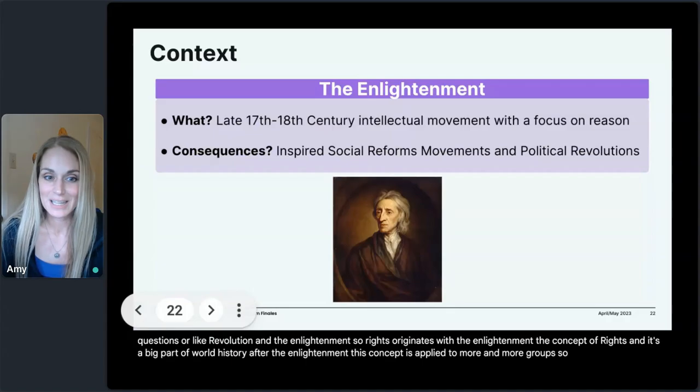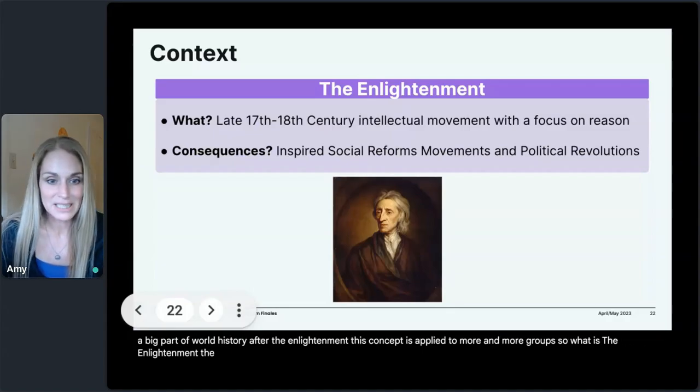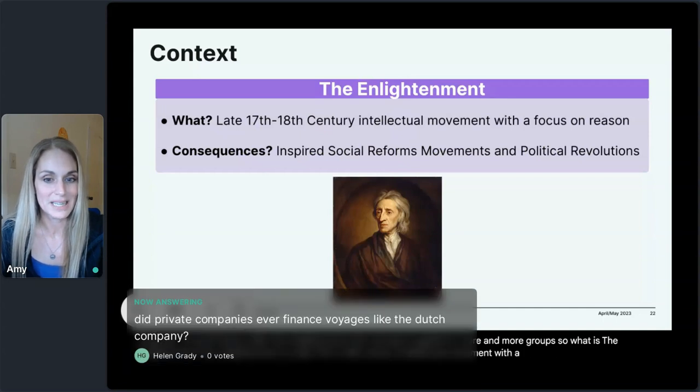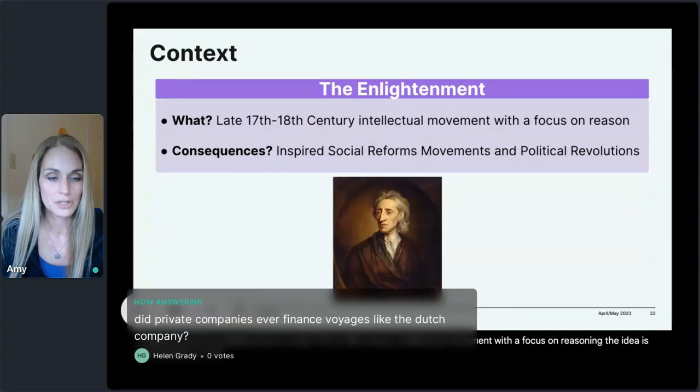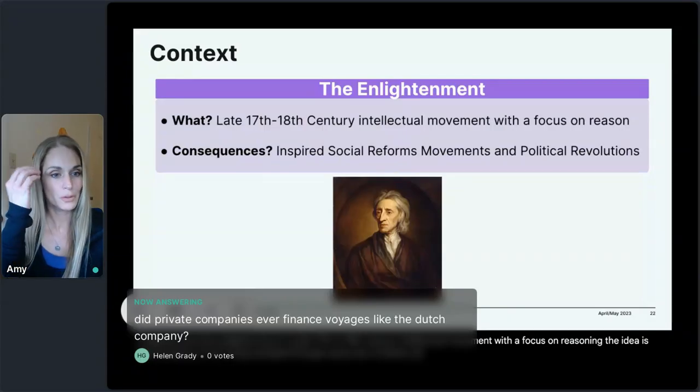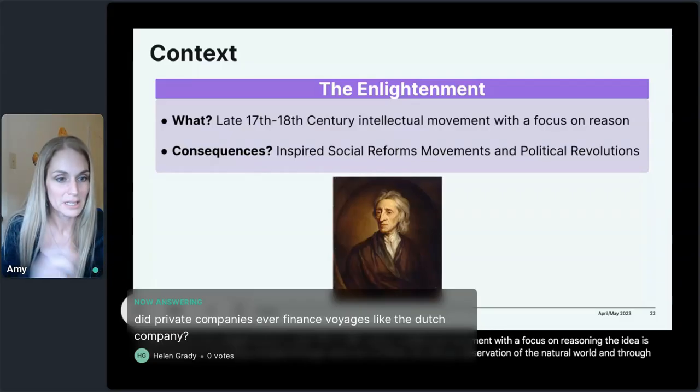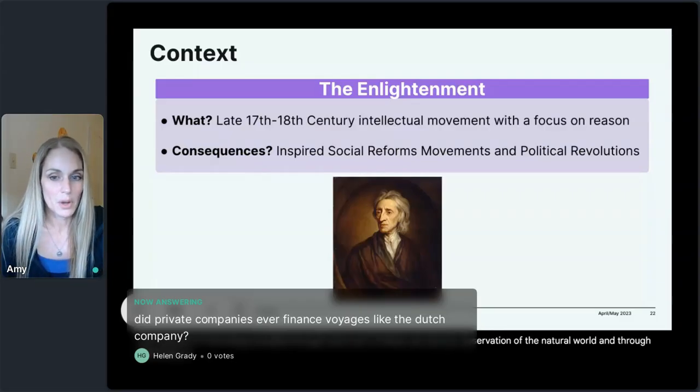So what is the Enlightenment? The Enlightenment is a late 17th to 18th century intellectual movement with a focus on reasoning. The idea is that instead of truth being revealed through some sort of divine text, truth can be understood through observation of the natural world and through reasoning. So this focus on reason is then applied to human affairs.